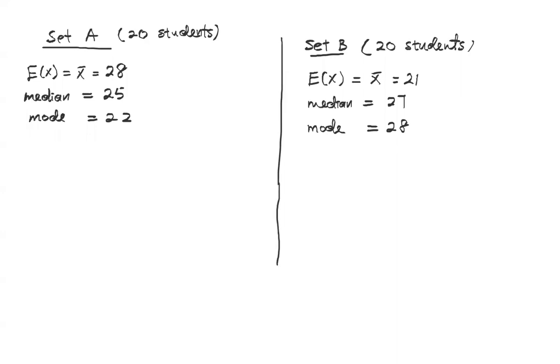Now, can you ask yourself why the mean of set A is higher than the median? What causes the mean of set A to be higher than its median? And what causes the mean of set B to be lower than the median? I know there are 10 students who get lower than 25 and 10 students who get more than 25. For the other one, there are 10 students who get more than 27 and 10 students who get less than 27. Am I right? That is the meaning of median. But why?